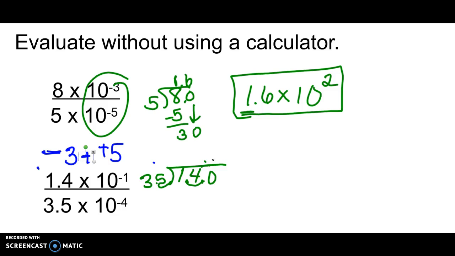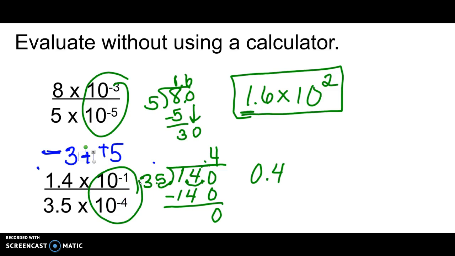Now, can I take 35 into 140? Yes. Well, how many times? Well, start guessing. 35 times 1 is 35. 35 times 2 is 70. Hey, I know that 7 goes into 14 twice, so let's try 4. 4 times 5 is 20. Carry the 2. 3 times 4 is 12, plus 2 is 14. Subtract and you get 0. There's your answer, 0.4.